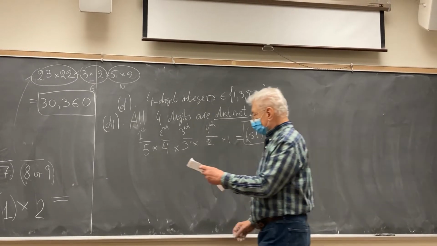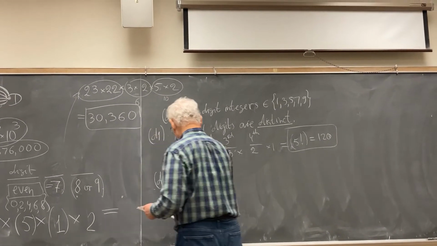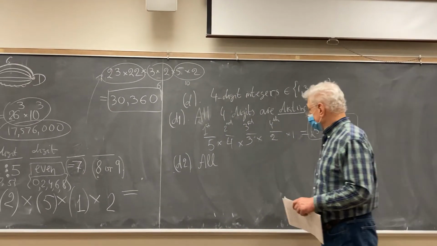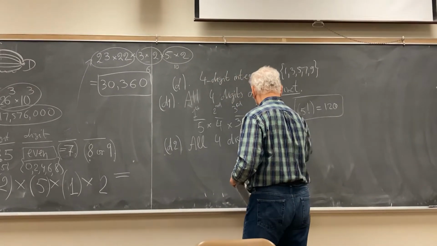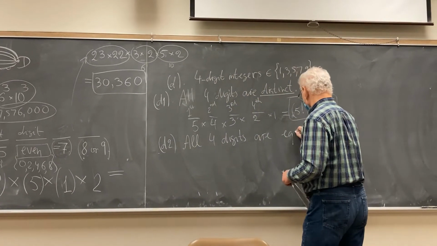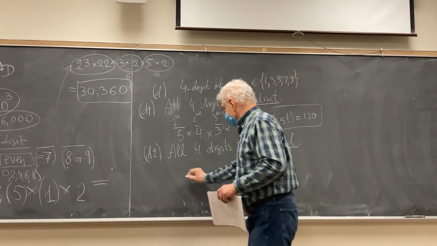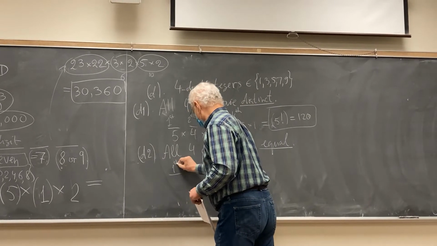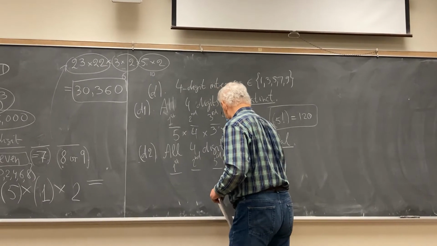Okay, all the 4 digits are distinct. And now, what is this tricky but very simple question? All 4 digits are equal. Then, what do we have? 1, 2, 3, 4. First digit, second digit, third digit, and fourth digit.